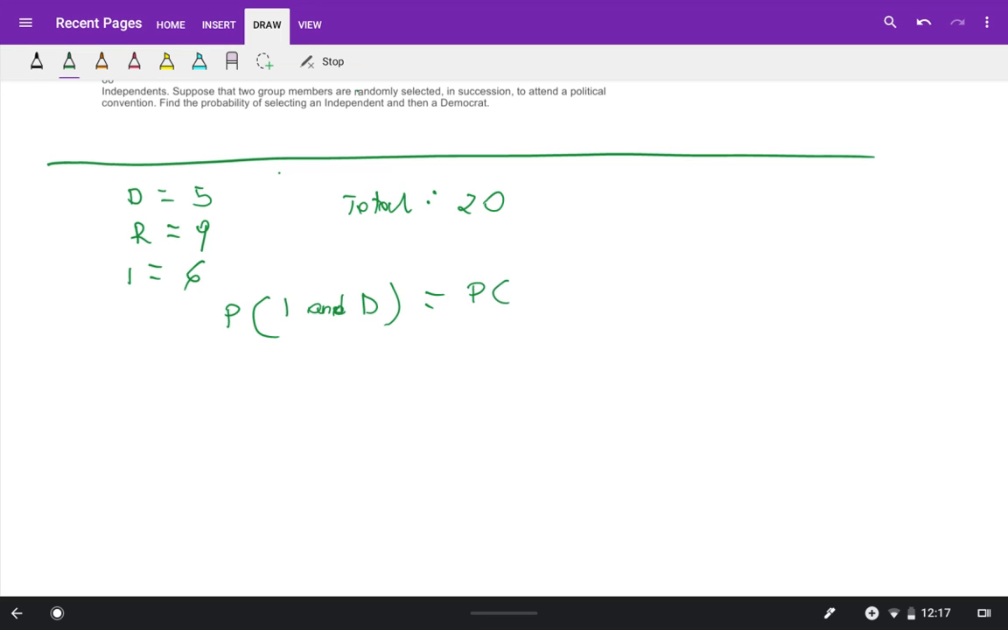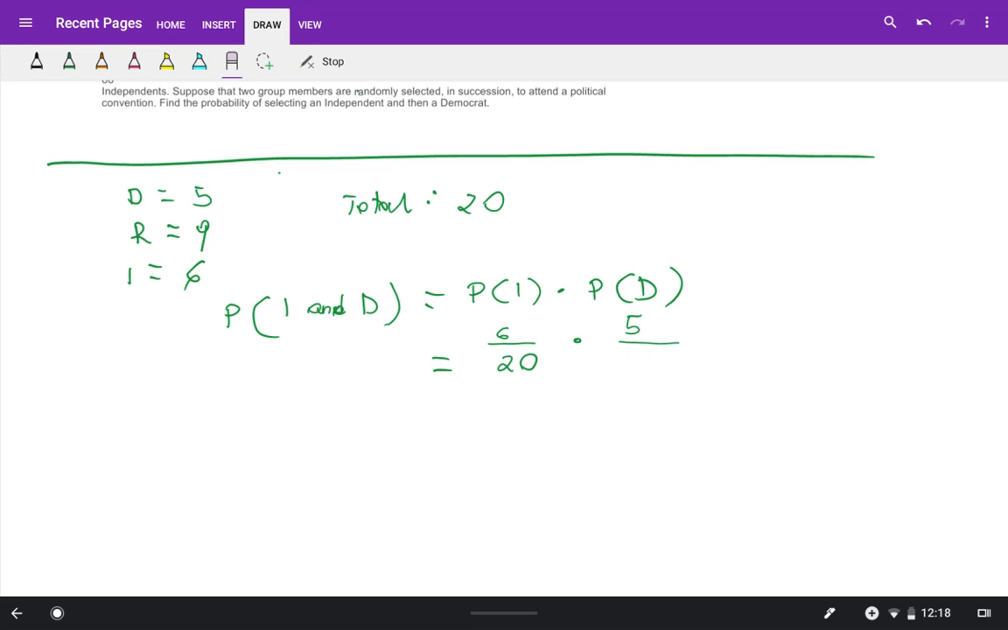So "and" means multiplication of probability. That means this is the probability that I will select Independent times the probability that I will select Democrat. The probability that I will select Independent, there are 6 of them out of total, which is 20, times the probability that you select Democrats, there's 5 of them. However, you already selected Independent, which is one politician out of 20. So now you're going to divide 5 by 19 because you only have 19 left.